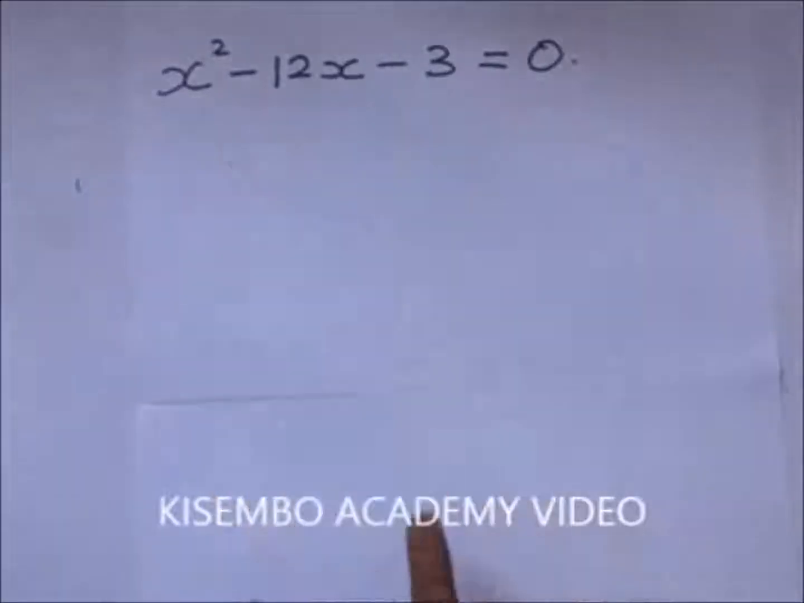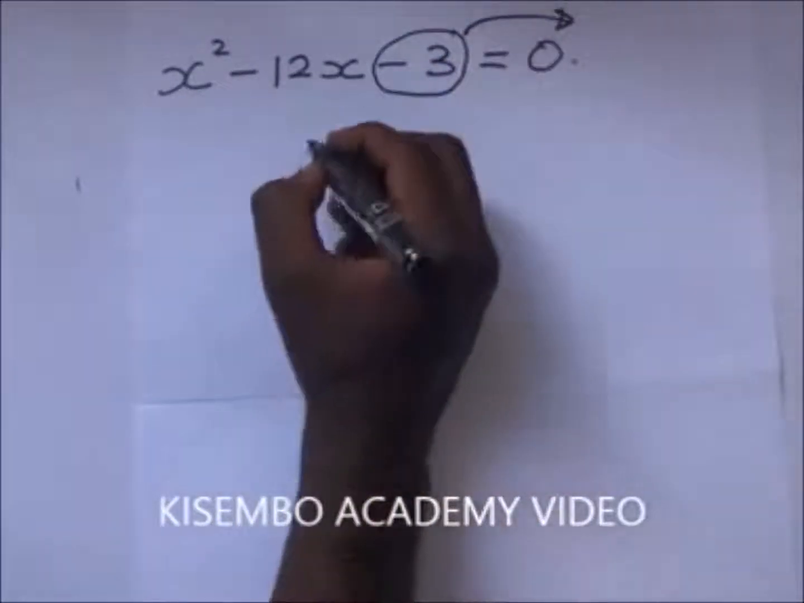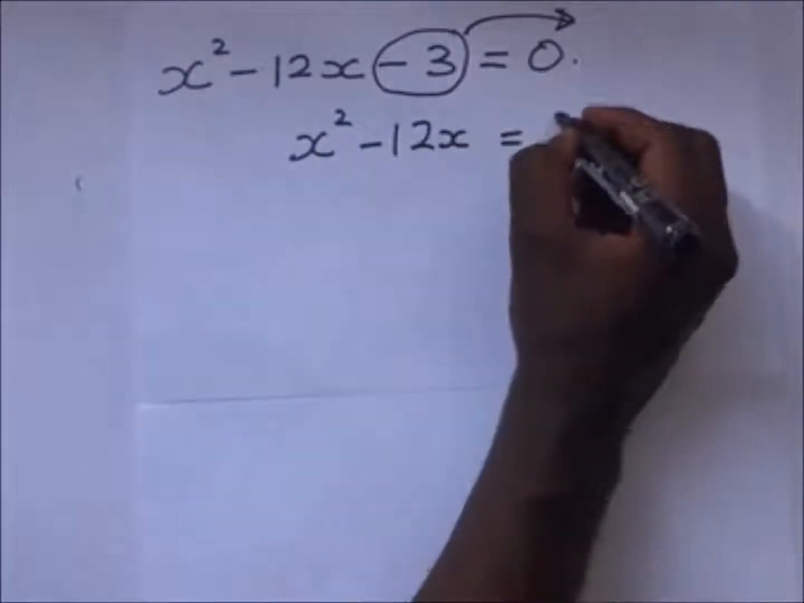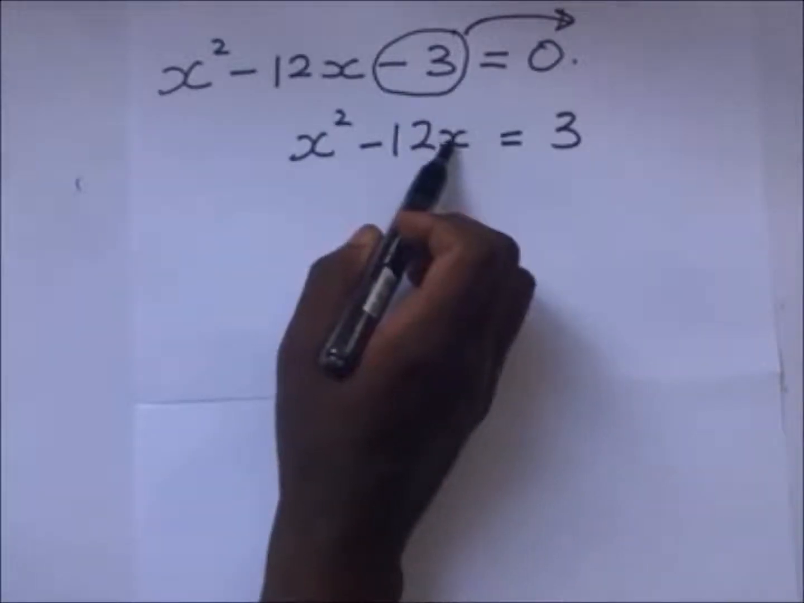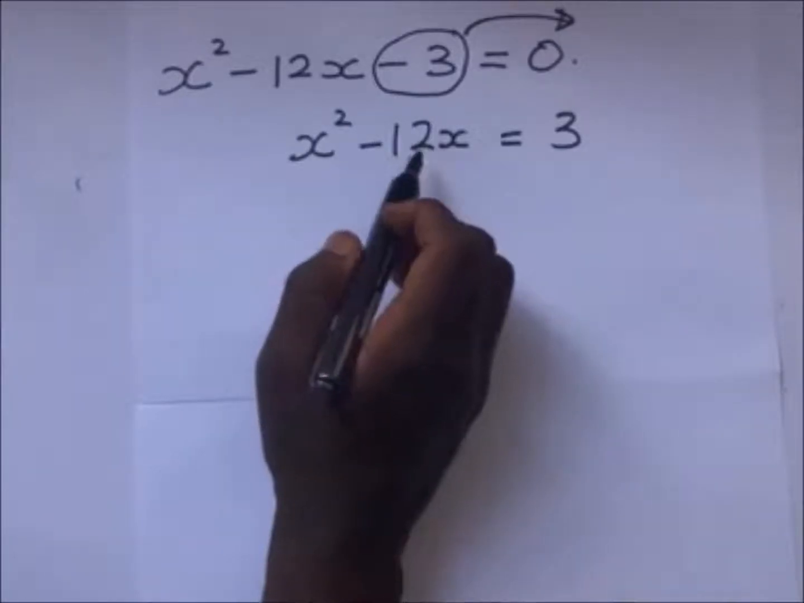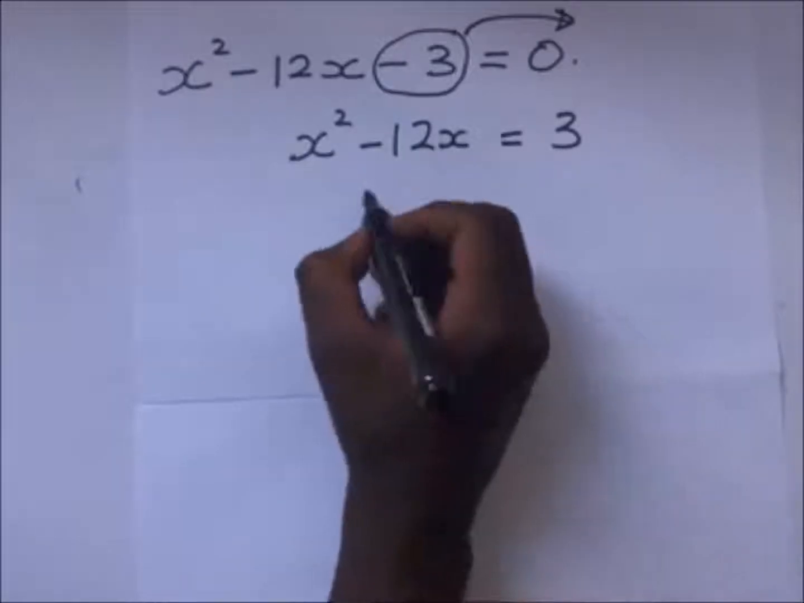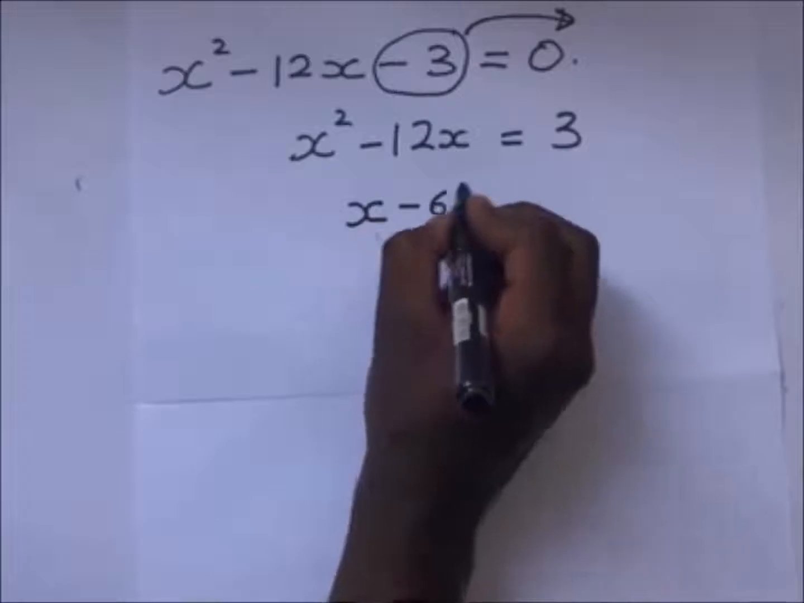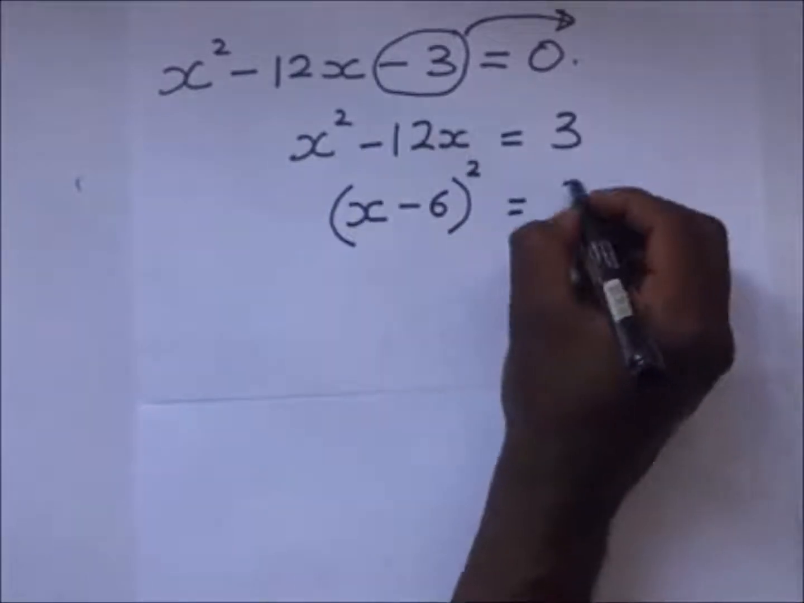As we solve this using completing squares, we are going to have to convert this thing to come that side. So it's going to become x squared minus 12x is equal to 3. So you look at this number, the coefficient of x, which is negative 12. What is negative 12 divided by 2? Negative 12 divided by 2 is negative 6. So it means that the answer here will be x minus 6, and this is squared. That's the perfect square from this. It's going to be equal to 3.